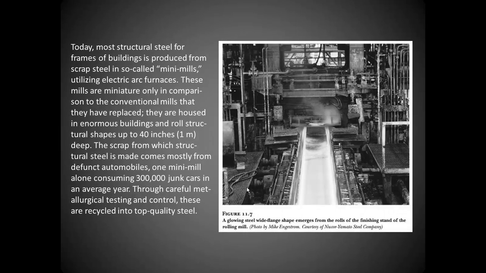This is a photograph inside a steel mill. You can see a large wide flange beam coming out of the system. It says, today most structural steel for frames of building is produced from scrap steel in so-called mini mills, utilizing electric arc furnaces. These mills are miniature only in comparison to the conventional mills that they have replaced. They are housed in enormous buildings and roll structural shapes up to 40 inches deep. The scrap from which structural steel is made comes mostly from defunct automobiles, one mini mill alone consuming 300,000 junk cars in an average year.